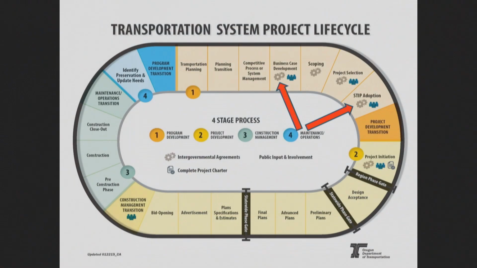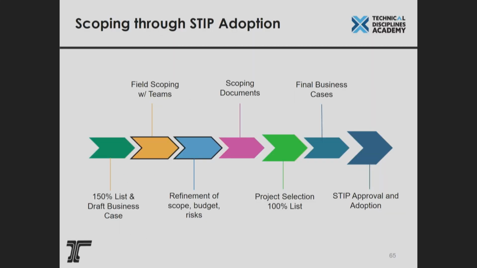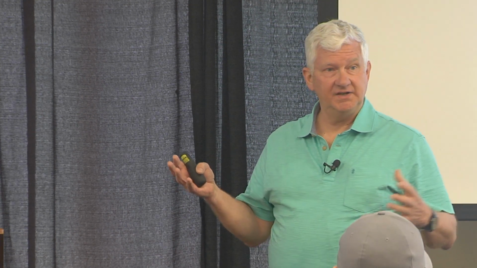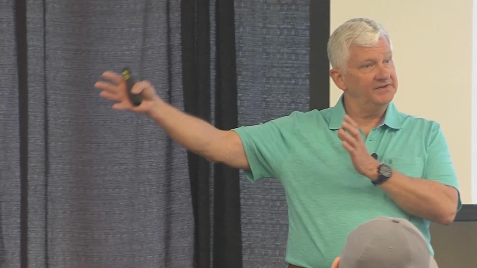So what happens is the different programs will put together a list of projects. Actually, before this, the OTC develops a funding allocation, okay? The different business lines will put together their list of projects. Knowing how much funding they have available, they'll put together a list of projects that actually exceeds that funding amount. They call it the 150% list, okay? And they'll draft some business cases. That happens without your knowledge.